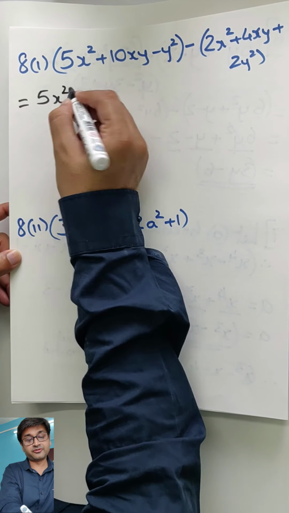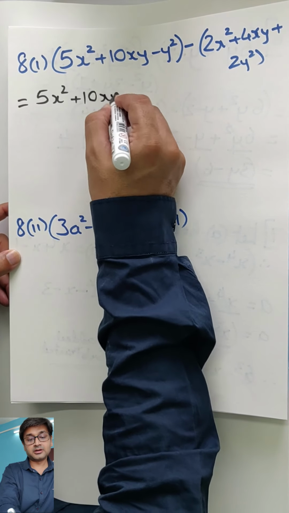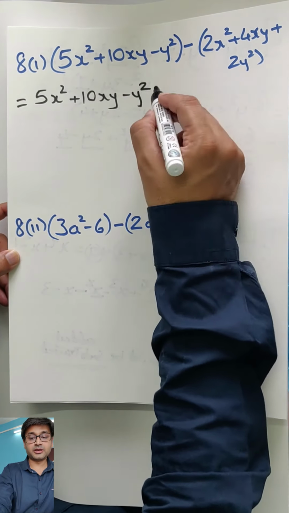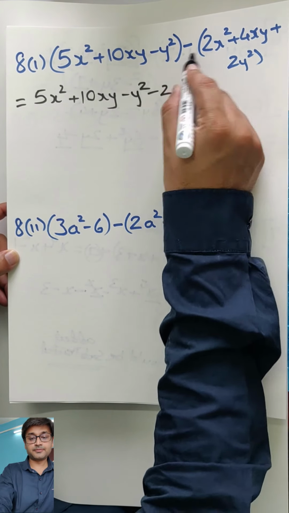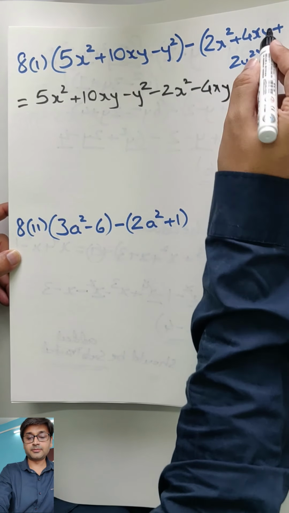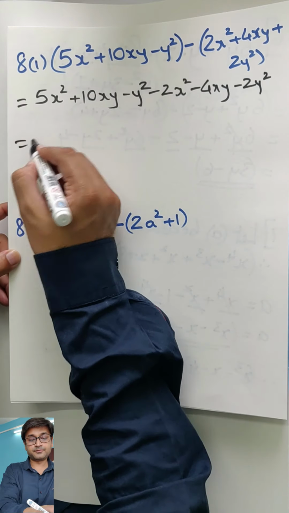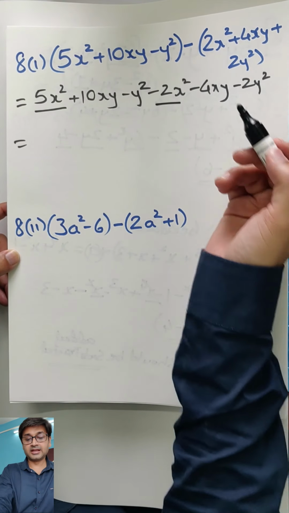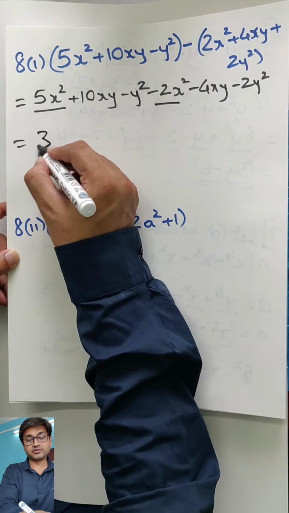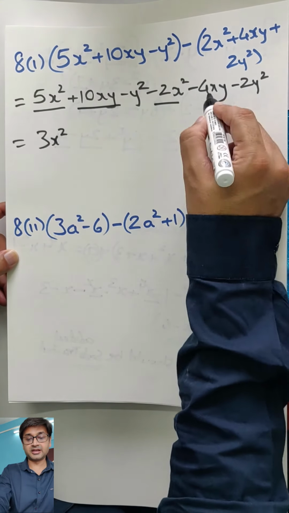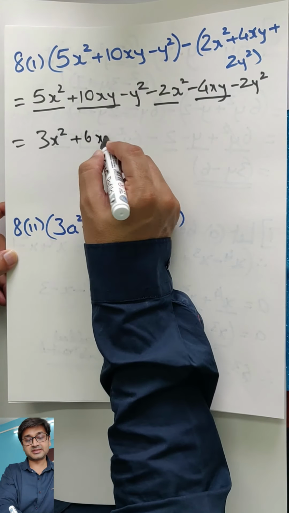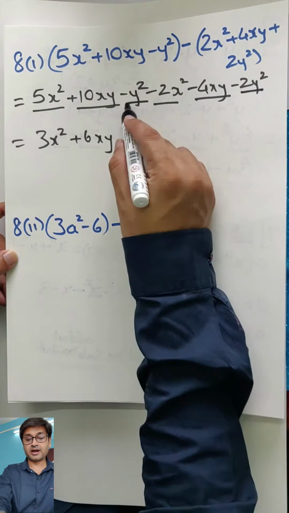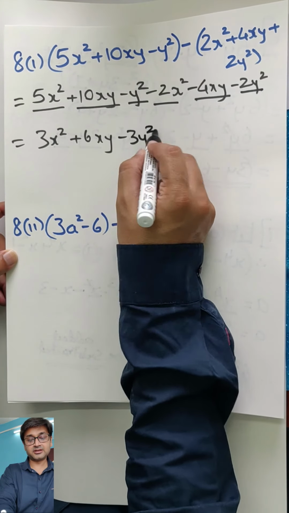That's more important. So 5x square, 10xy, y square, minus 2x square, minus 4xy, plus into minus 2y square. So 5 and this together. So 5 minus 2 gives me 3. You can do this direct. 10 minus 4 will give me 6. And y square minus 1 minus 2, so minus 3.